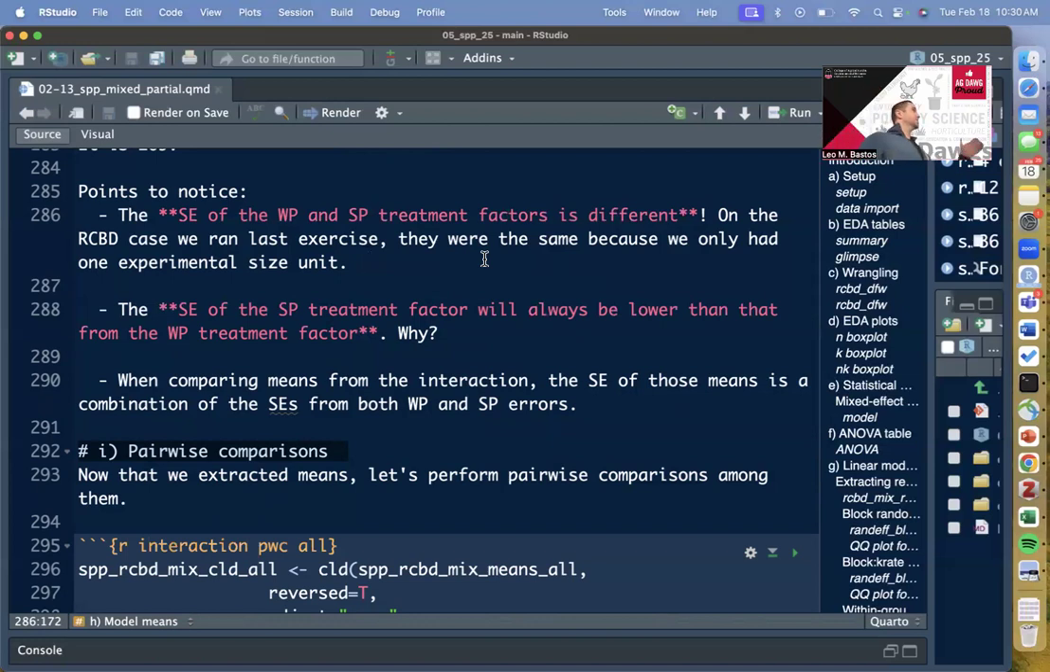If we were to do the same comparison on our previous exercise with RCBD only, they would all be the same because there's no structure in the error. Everything is getting the same error across the board.